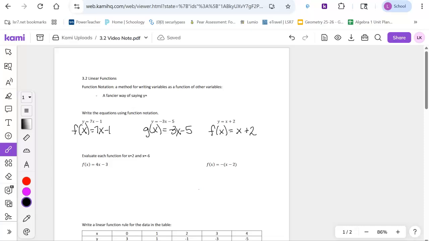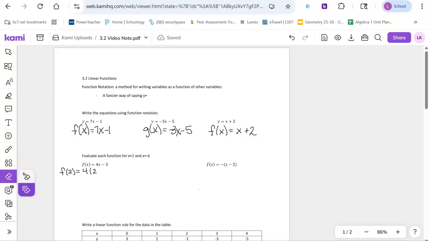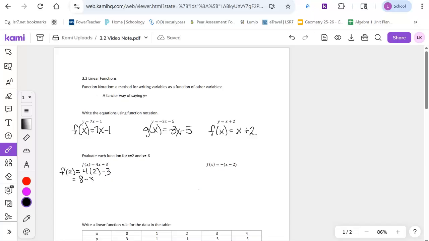Now this says evaluate each function for x equals 2 and x equals negative 6. So all I'm doing here is plugging 2 in for x. So I have f of 2 equals 4 times 2. Ooh, not 2x, just times 2, minus 3. 4 times 2 is 8. 8 minus 3 is 5. So f of 2 equals 5.